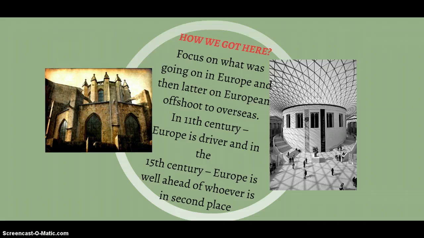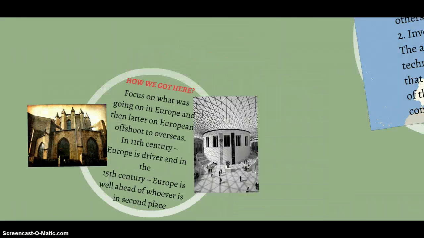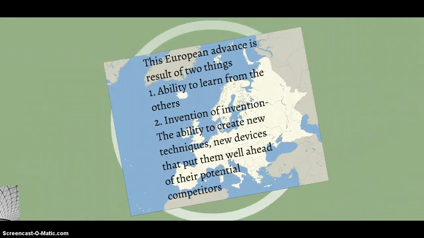So how did we get here? To know this, we need to know what was going on in Europe and later about European offshoots overseas. Basically, in the 11th century, Europe is the driver, and in the 15th century, it is ahead of everyone. This European advancement from a position of backwardness was because they had the ability to learn from others and the ability to invent new technologies.